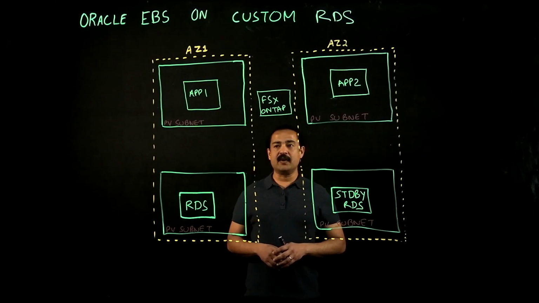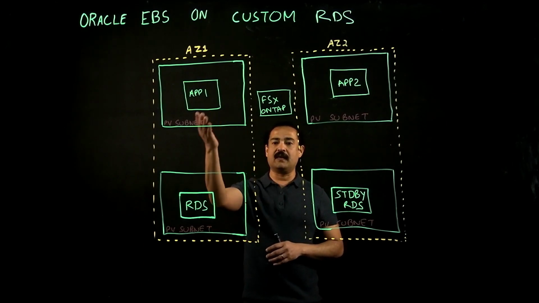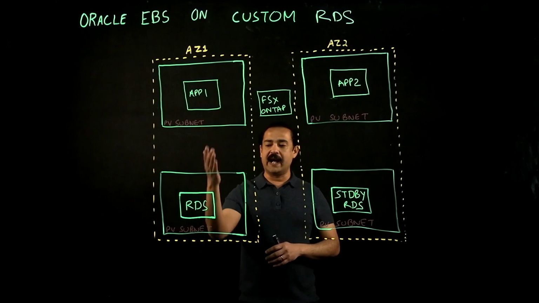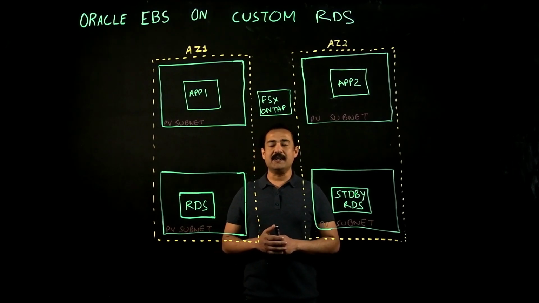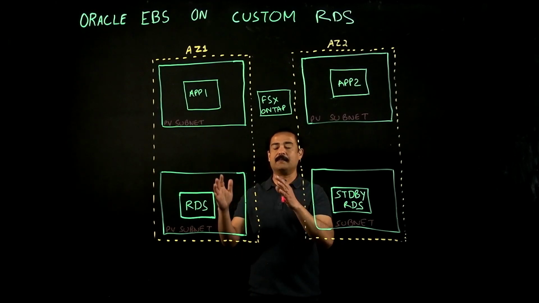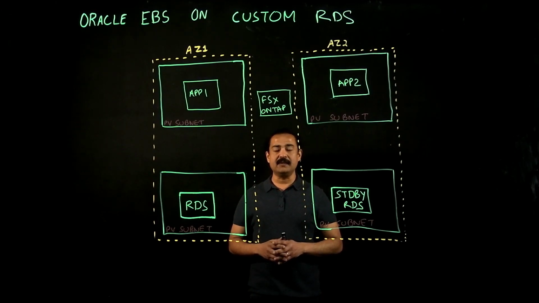So for that scenario, we are going to deploy the application tier of EBS in a private subnet as well as the database tier of EBS in a private subnet. As a best practice, you should always have separate subnets for the database tier and application tier. Now let's see how to architect EBS on Custom RDS.